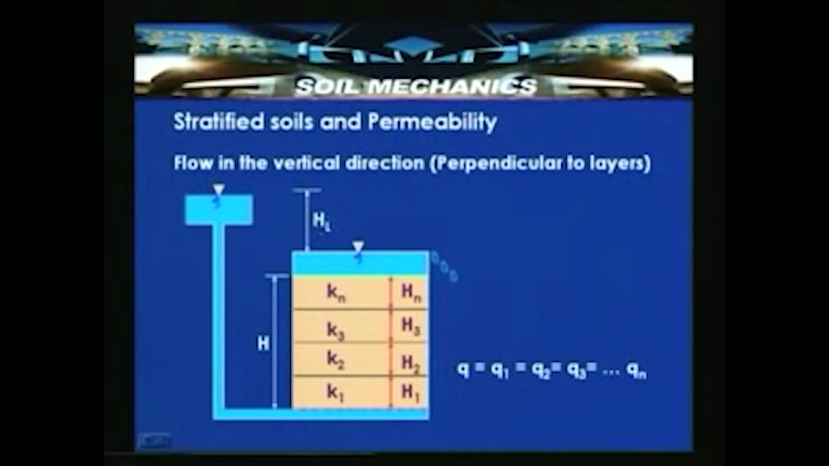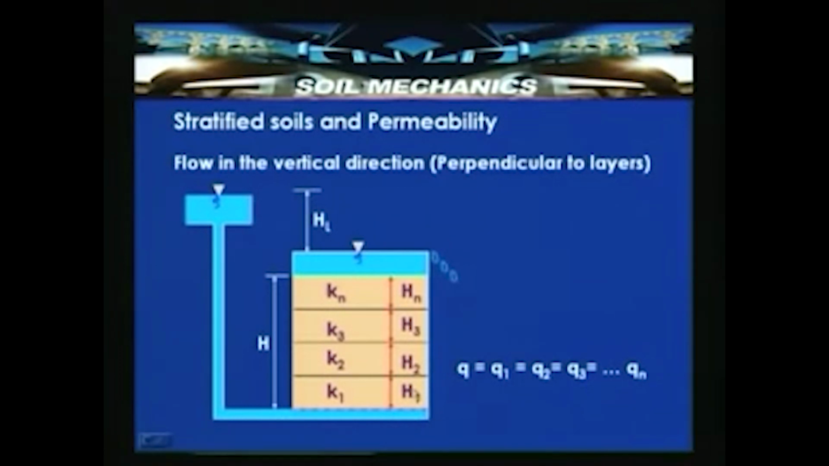Similarly, let us assume that we have similar stratification K1, K2, K3, K4 to Kn, but the flow is occurring in the vertical direction. In this case, because of some artesian pressures at the bottom, the flow is occurring in the vertical, upward direction. So, the head loss which is driving the flow is HL, that is, HL is the head drop. So, flow in the vertical direction perpendicular to layers means that the flow is occurring in this direction. K1, K2, K3 to Kn are the layers placed in this permeameter, and H is the thickness of all the layers under consideration here.